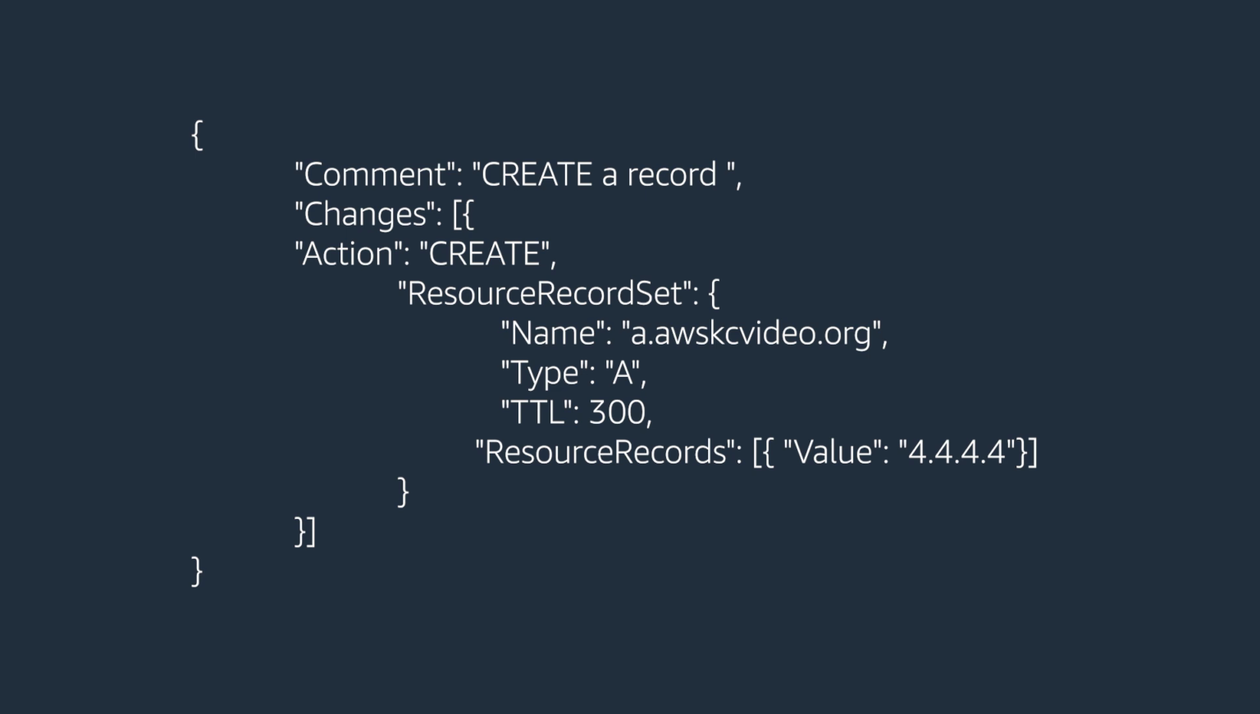Now let's start with creating a new DNS A record for a subdomain. For this, create a new JSON file and specify the values for the record to be created, such as name, value, type, and the TTL. Here for simplicity, I'll use this file named sample.json and I will be creating an A record, a.awskcvideo.org. You can get a reference to the JSON syntax from the documentation linked in the associated Knowledge Center article.